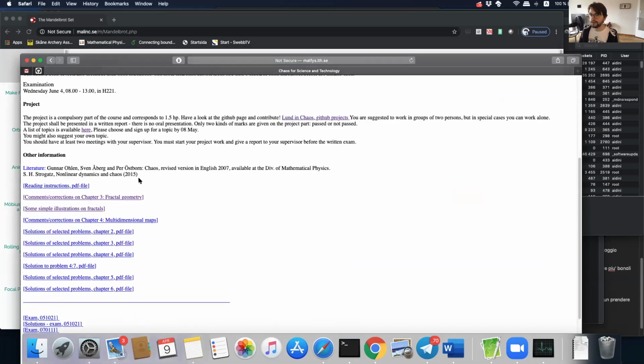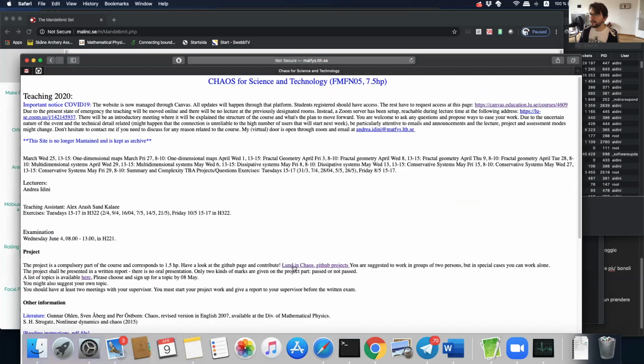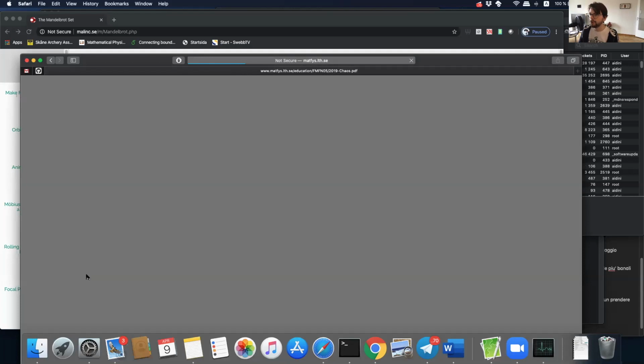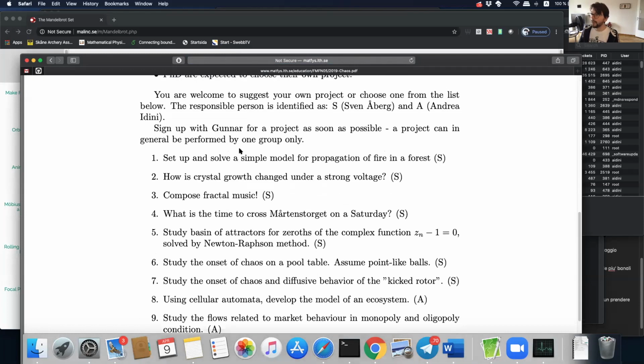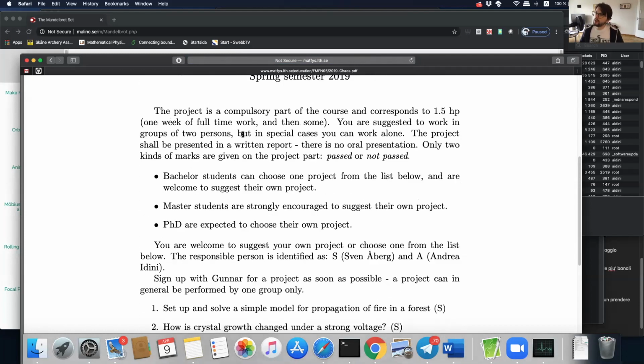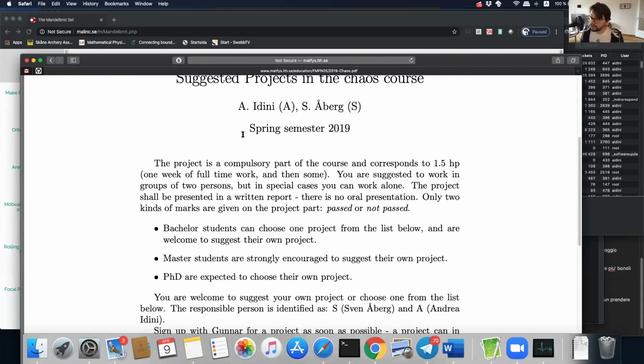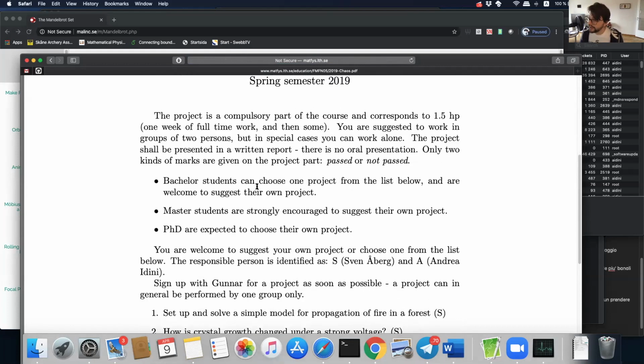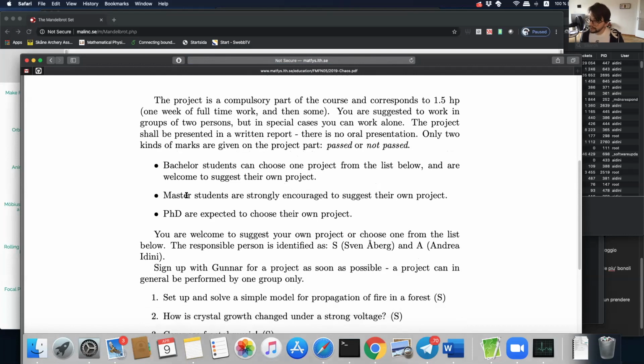So this is the old one, and then you have a list of topics. It will be a file like this one, if it loads or not. So you have a series of projects, but what I want you to do is either choose one of the projects from the list below. If you are master students, I encourage you to suggest your own project. So there are several things you can do.